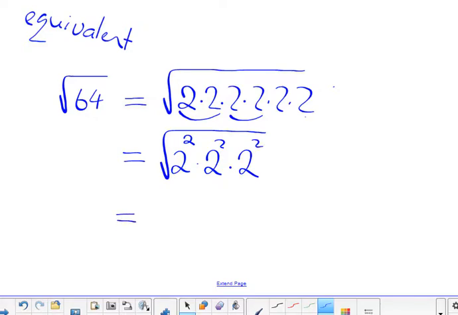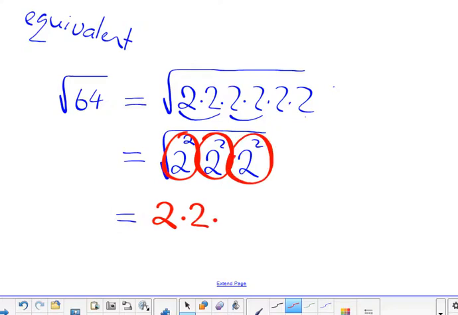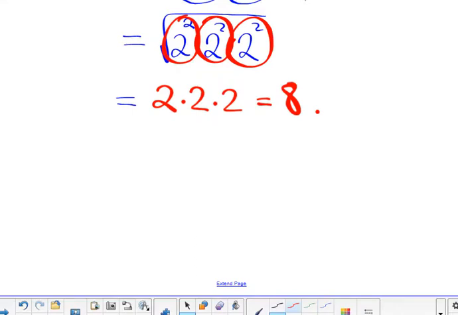Now, what happens here? The square root of 2 times 2 is just 2. 2 times 2 again is just 2. The square root of 2 times 2 again is just 2. And there we have it, 2 times 2 times 2, which is equal to 8, isn't it? Let's take another one. Let's take the square root of 625. Now, once again, if you just simply put that into your calculator, you're defeating the purpose of what we're trying to demonstrate here.